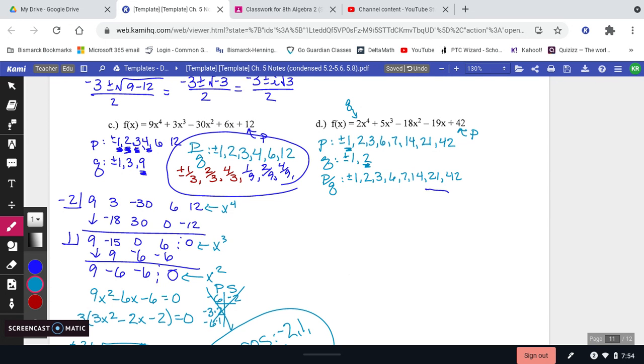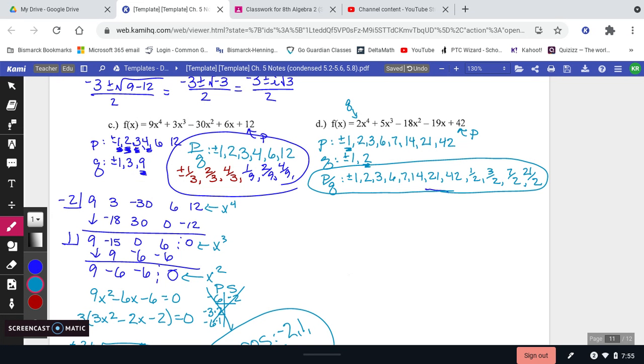So I'll have 1/2. Well, 2 halves would be 1. I already have that. 3 halves. 6 halves would be 3. I already have it. 7 halves. 14 halves is 7, so I don't need that one. 21 halves. And then 42 halves would be 21. Again, I don't need that one. Okay, so these are all my possibilities.